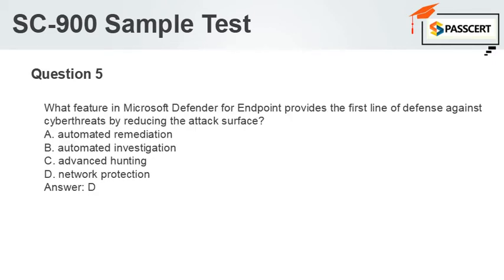Question 5. What feature in Microsoft Defender for Endpoint provides the first line of defense against cyber threats by reducing the attack surface? A. Automated remediation. B. Automated investigation. C. Advanced hunting. D. Network protection. Answer: D.